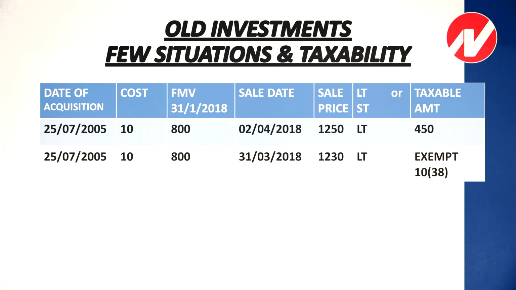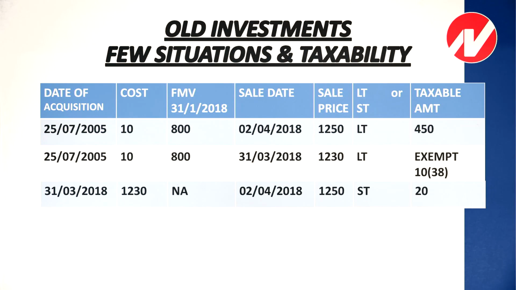Again, 25th July 15, 10 rupee, 800 rupee is the fair market value. You sold on 31st March 18. If it is sold on 31st March 18, it is sold in the previous year 17-18, you are lucky. If it is sold at 1230, it is long term, and till previous year 17-18, the long term capital gain was exempt under section 10(38). You don't have to pay any tax. This has made many people panic in the stock market in the month of February and March, and they have started selling, and because of that the market is struggling till today also.